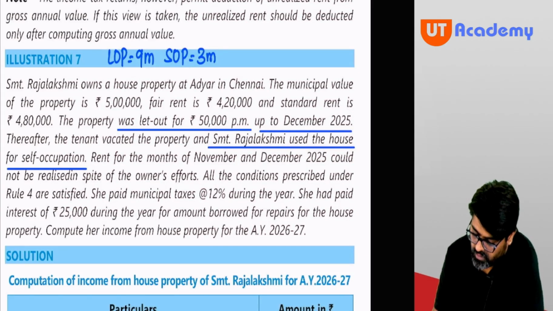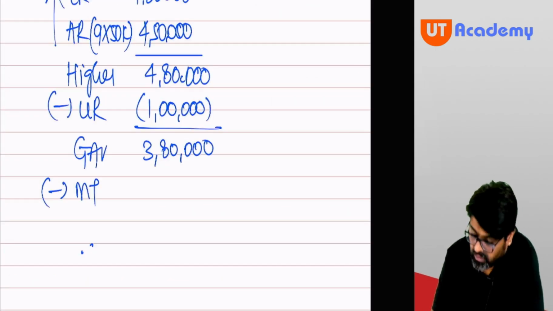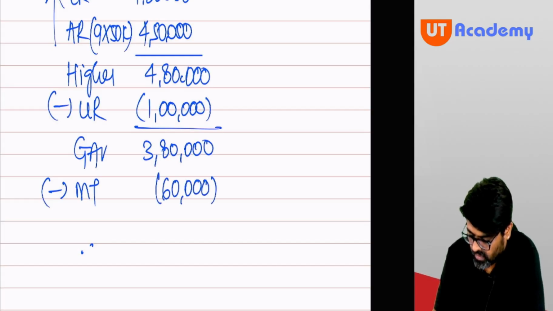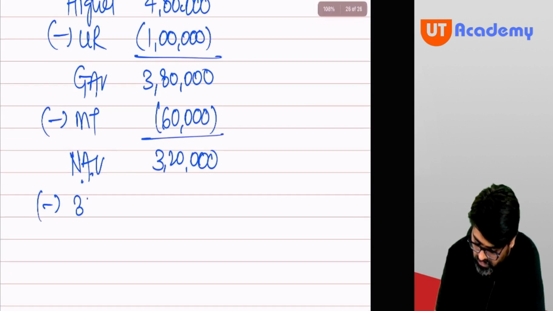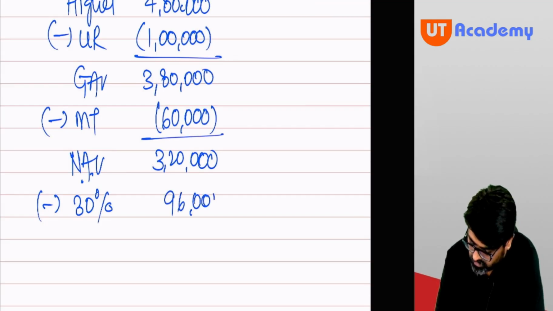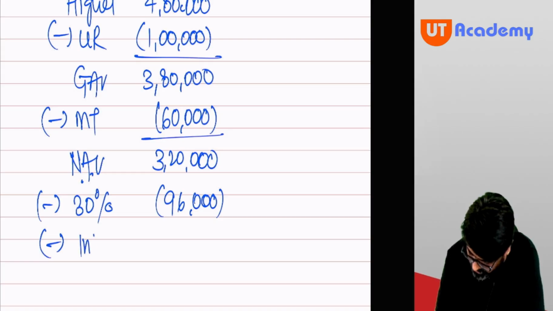12% of 5 lakh will be 60,000. Is it paid in this year? Or no? 3,000. Now what will be the NAV? NAV will be 3 lakh 20,000. Yes or no? Minus 30% standard deduction will be 96,000. And is there any interest on housing loan?